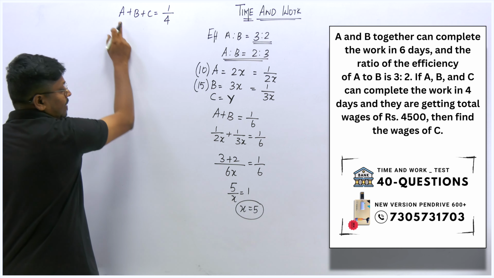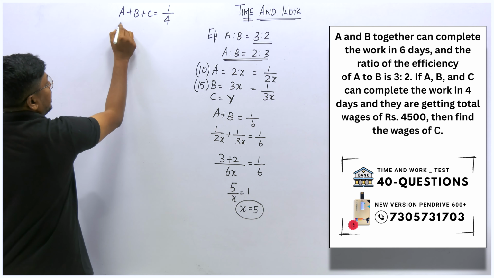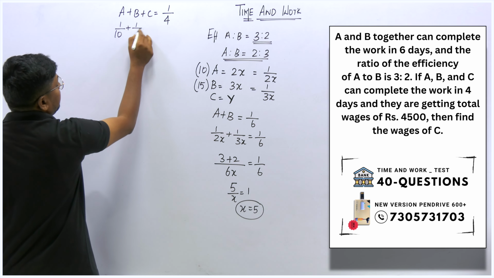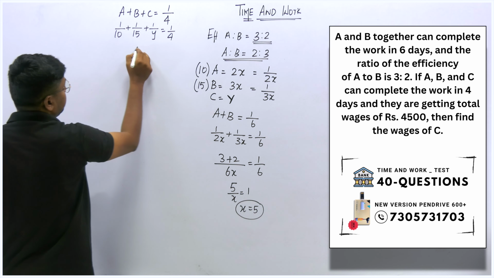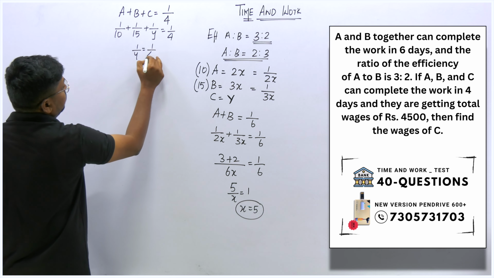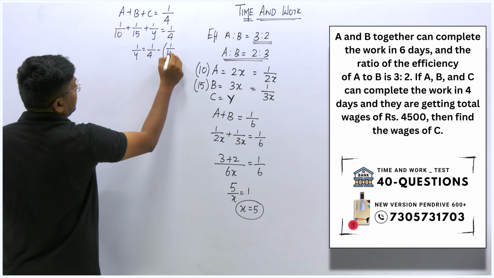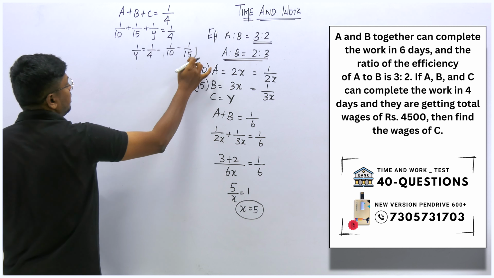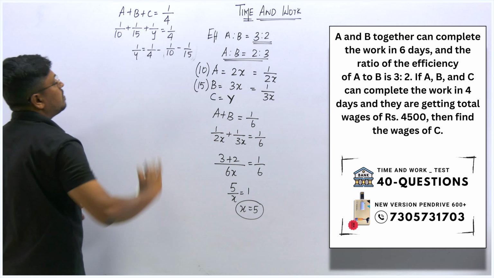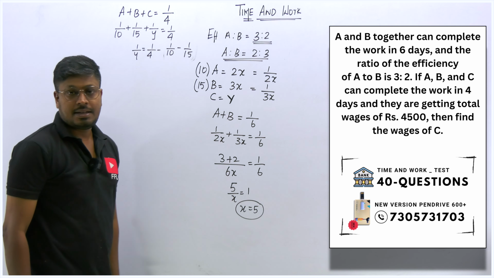According to the values we found, A will be 1 by 10. So B will be 1 by 15. So we don't know about C. So 1 by 10 plus 1 by 15 plus 1 by y is equals to 1 by 4. So 1 by y is equal to 1 by 4 minus 1 by 10 minus 1 by 15. We can do it like this. When you bring both the values towards the right hand side, it becomes minus and minus.